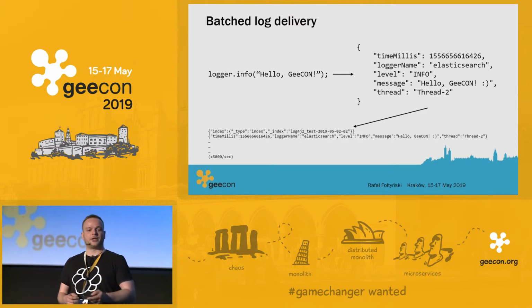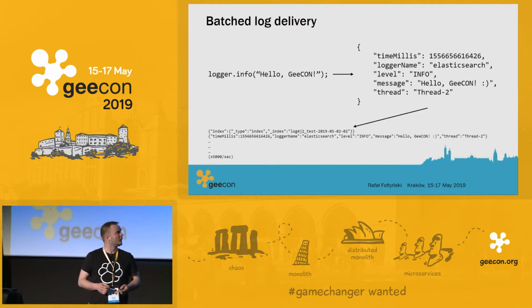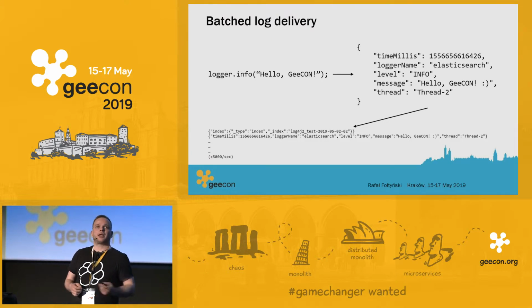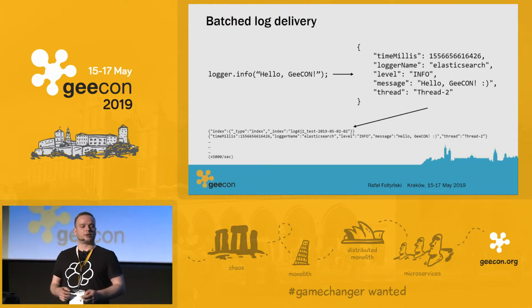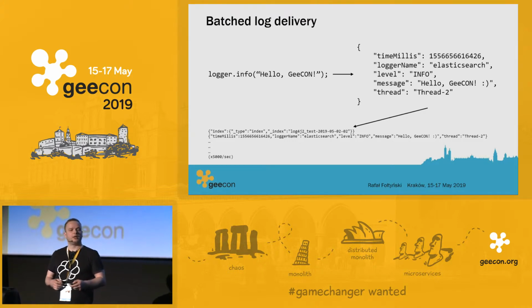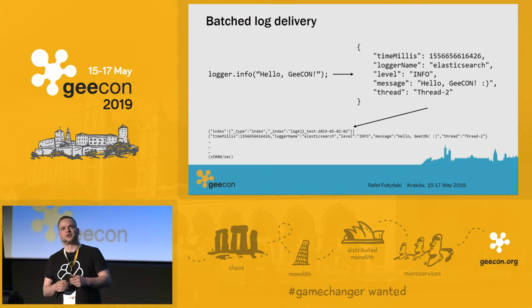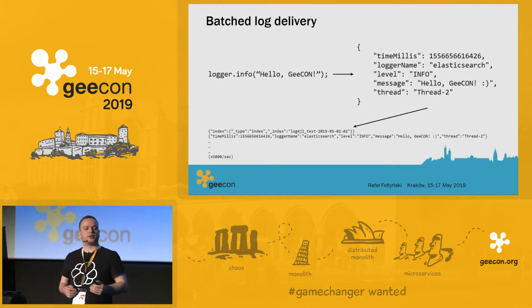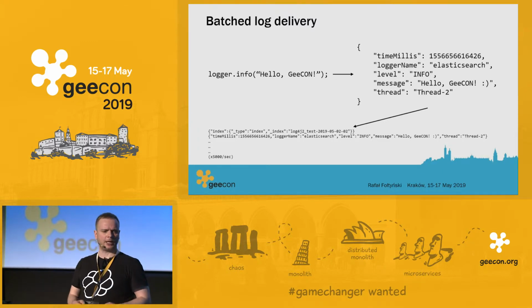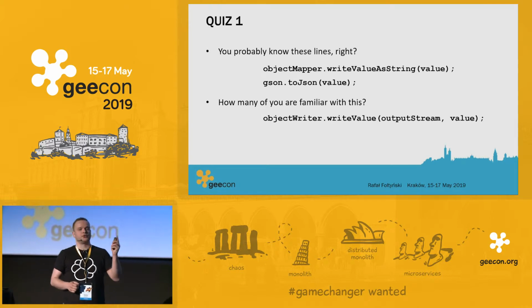Now, in analogy to batch log delivery, when you log any information from your application, the log4j event will eventually get serialized to JSON, allocating some strings, and then it will get added to a big bulk request, where each of the lines represents the type of operation that you want to execute in Elasticsearch and the actual payloads to execute.